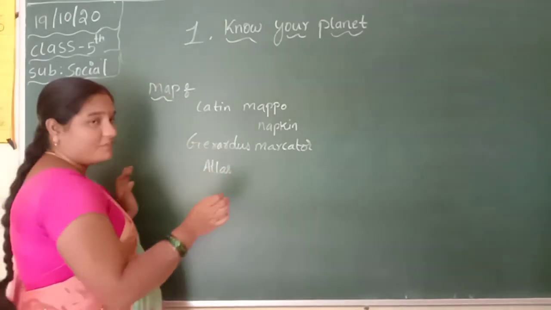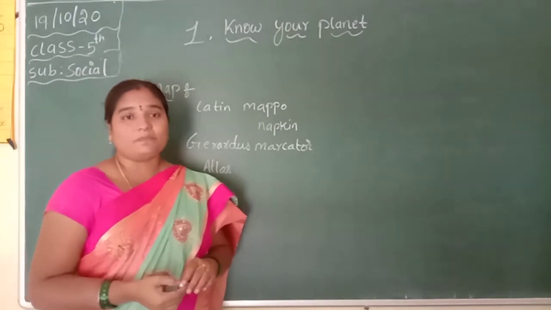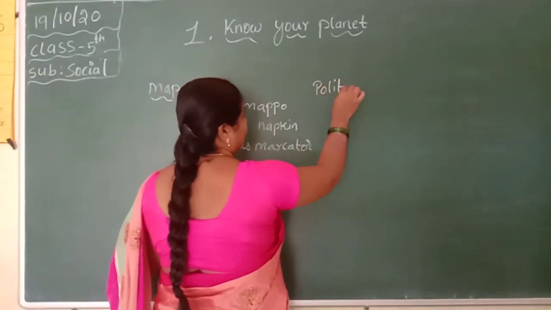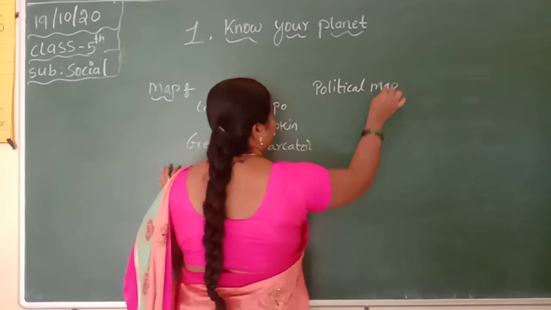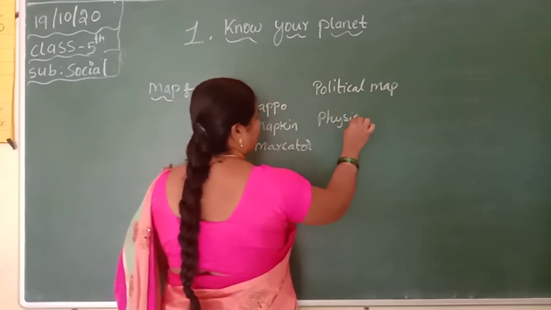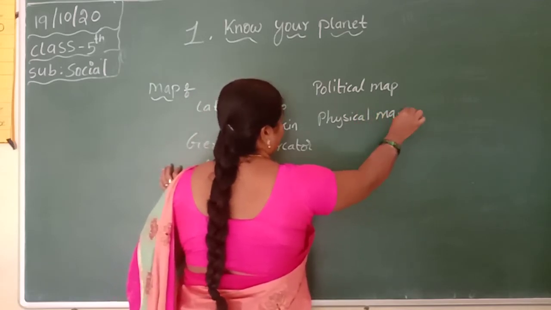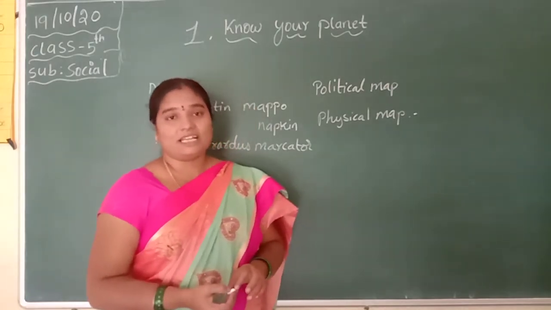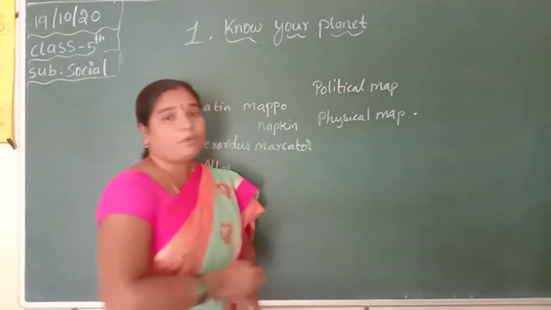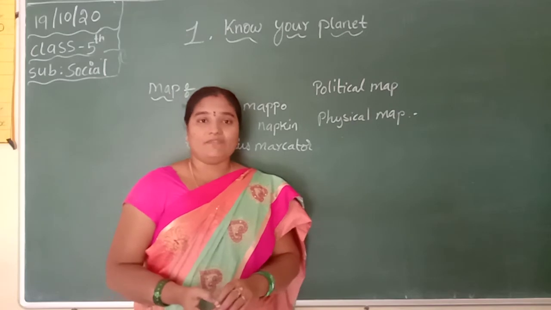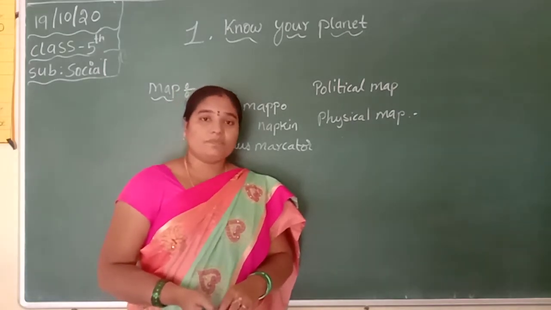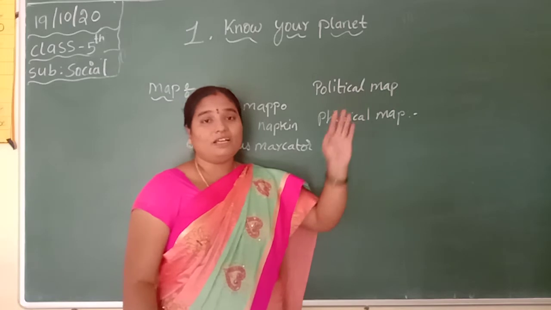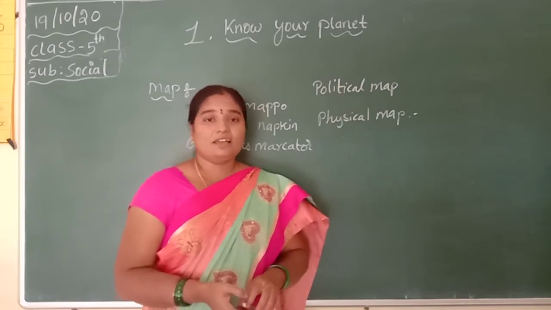Types of maps. What are the types of maps? There are two types of maps: political map and physical map. A political map can be used to easily know about the states and the capitals. A physical map is used to point out the climate, transport, railways, rivers, and major crops.